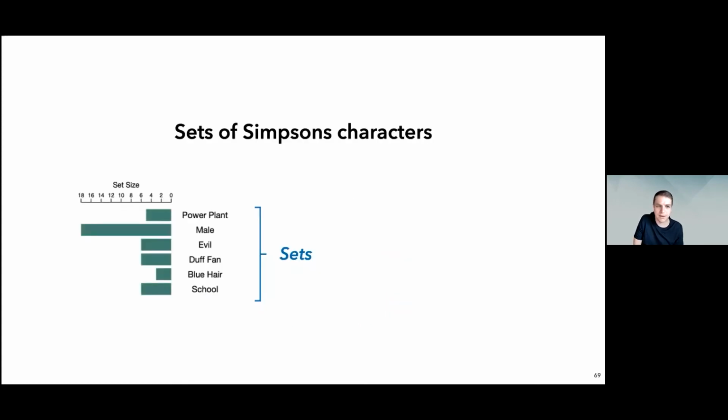So what are upset plots? I will use sets of Simpsons characters as example data. Here you can see I have 6 different sets, and the set size is shown on the left. So for example, one set is power plant. All the characters that work in the power plant are in the set power plant. And we can see it's like five characters in this set.